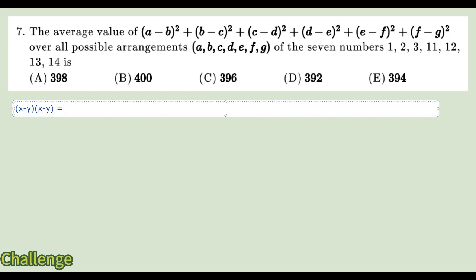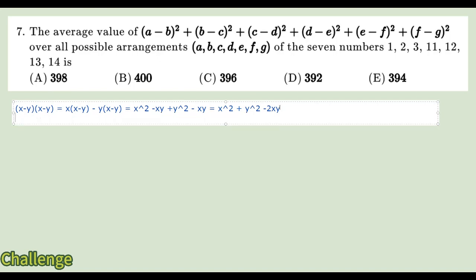Let's first expand the first bracket. From the distributive property, we have x times x minus y, minus y times x minus y. If we continue to break down the brackets, then we get x squared minus xy plus, because why is it plus? Because if we have a negative times a negative, it's a plus. Plus y squared, and then minus xy. And this is equal to x squared plus y squared minus 2xy. Okay, so now we have expanded x minus y squared.